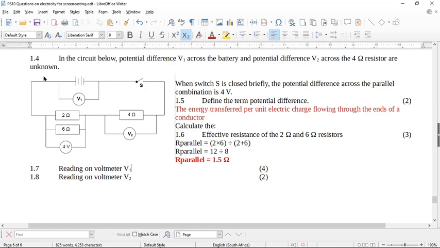potential difference in this circuit, this V1, will be equal to this 4 volts plus V2, because a series circuit is a potential divider. So we just pretend these two parallel resistors are a single 1.5 ohm resistor. That's why we call it the effective resistance. And now we can use the ratio calculations.